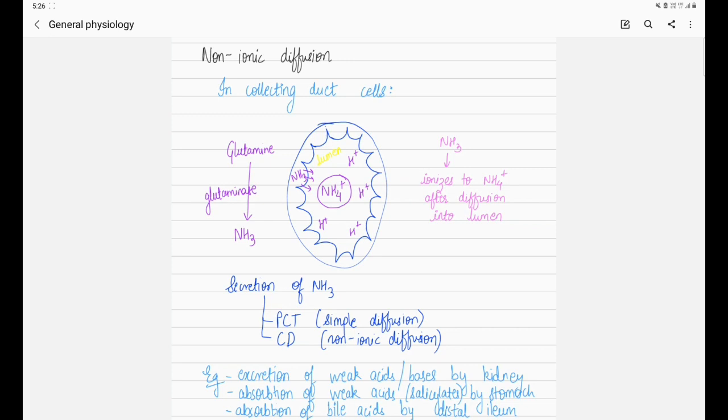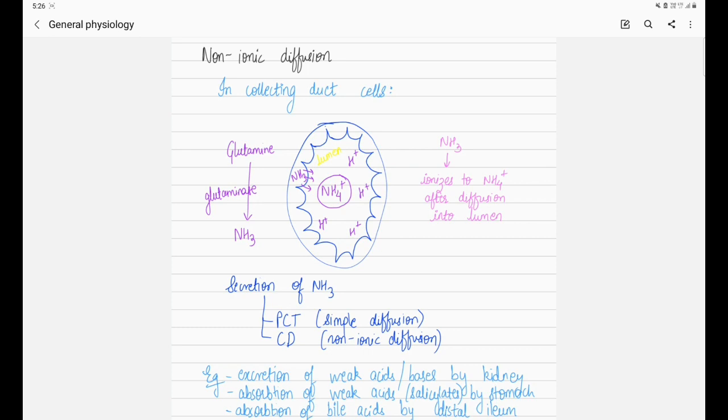Now in the lumen, towards these collecting duct cells, there are these H plus ions available. As soon as the ammonia diffuses into the lumen, these H plus ions combine with ammonia and form ammonium ions and trap these ammonium ions in the lumen.